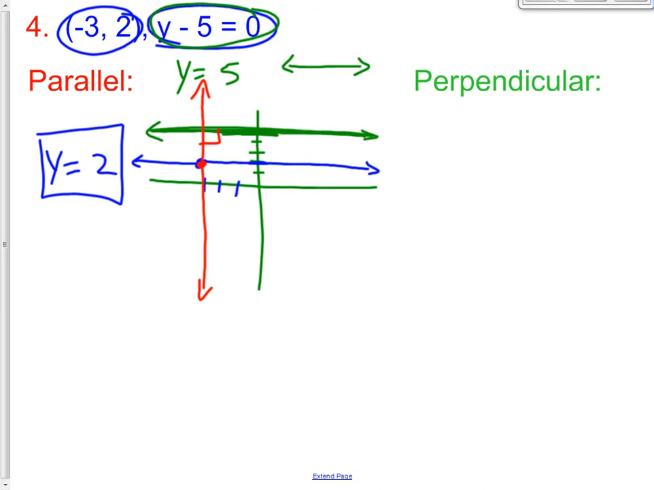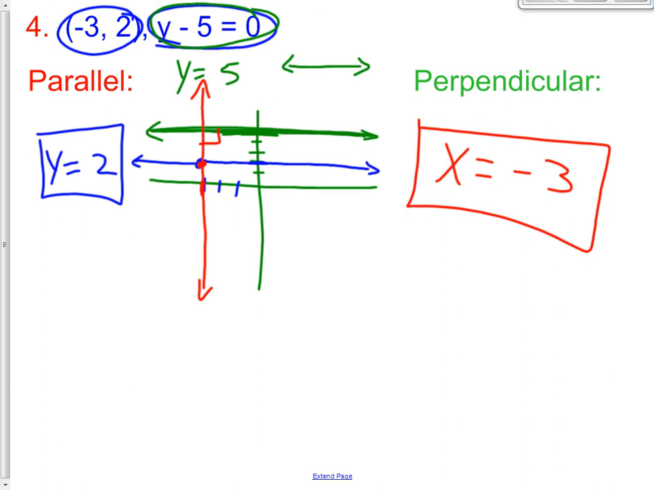So a vertical line is an x equals line. It's an x equals whatever coordinate it is. So the coordinate here is this negative 3. x equals a negative 3. And that is the answer for all 3 of them for slope intercept, standard, and point slope. So there we have problem number 4. Hopefully that makes sense to you.